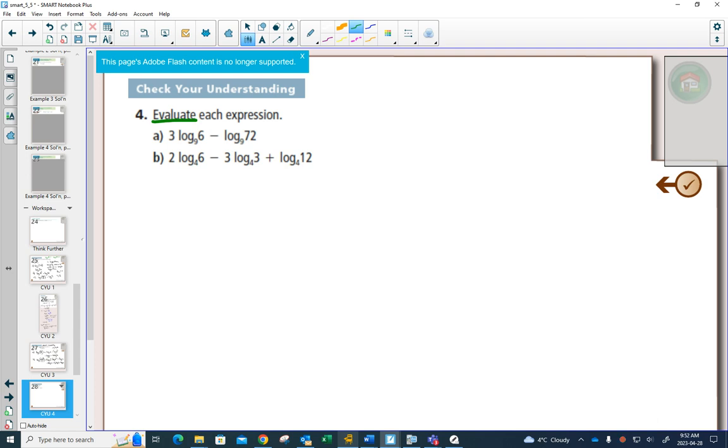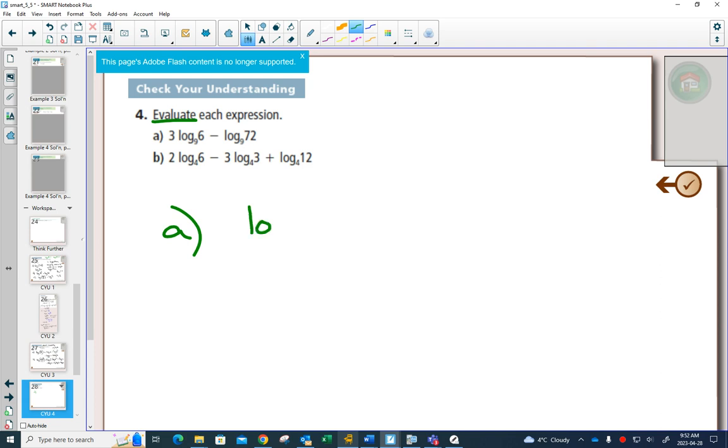9 to what exponent would be 6? We can't do that in our head. We can estimate 0 point something. 9 to what exponent is 72? You're like, oh, it's probably close to 2, but I can't do that in my head. So our strategy is going to be, can we use our log laws? Maybe if we combine this as a single logarithm, we're going to be able to solve it.